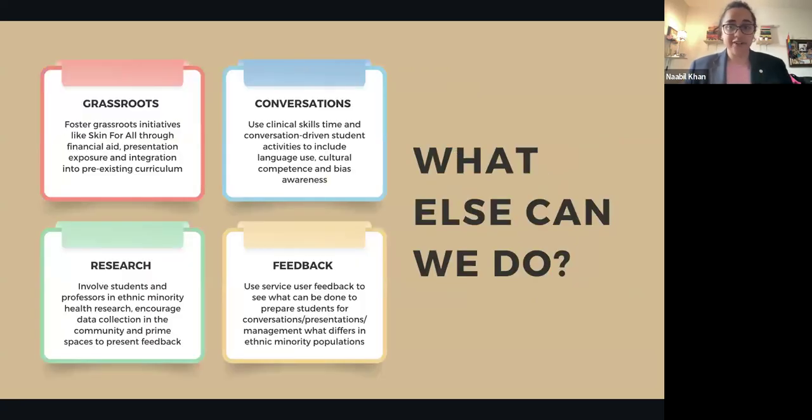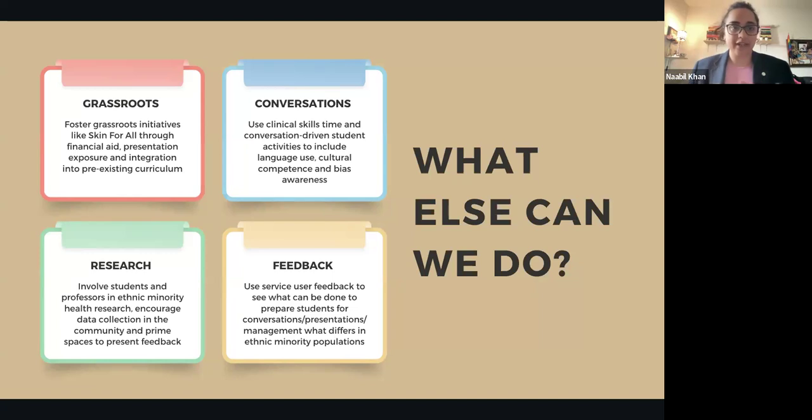So what else can we do? This is the question that I think a lot of people ask. We've already got these structures in place. We've already started these conversations. What else is left? Well, for me, I think there's a lot left. And these are the four main components of what I think we should do as students and as academics within an educational setting, especially a higher educational setting, to improve racial representation and ethnic minority voices.